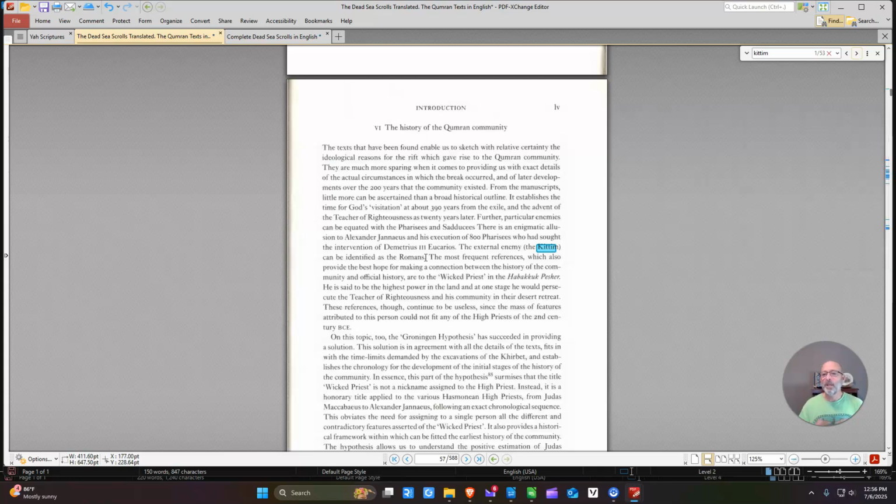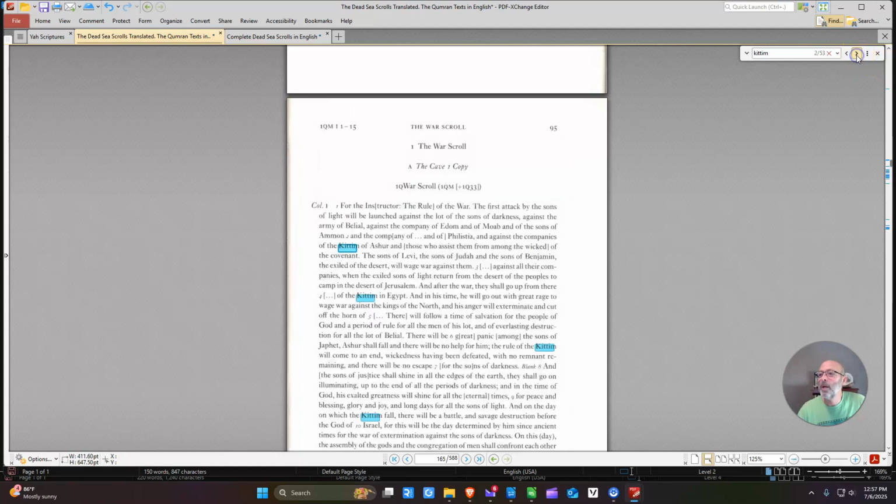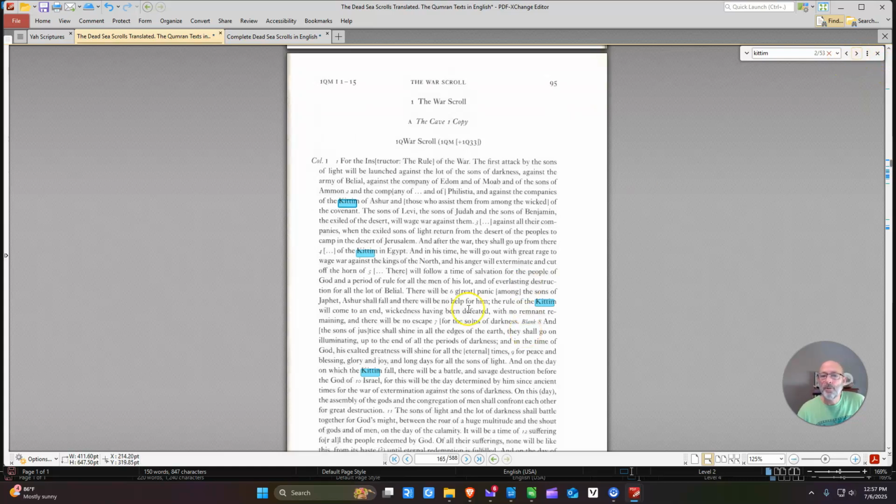But when we get to the Kittim of the War Scrolls, it's not wrong anymore. So I'm going to try to go through this quickly. The only time he discusses it in the introduction is at this point where he identifies them as Rome. And then we move off to the War Scroll, and then we have the majority of the references to the Kittim. Let me first just say, here's the Kittim identified as Ashur.